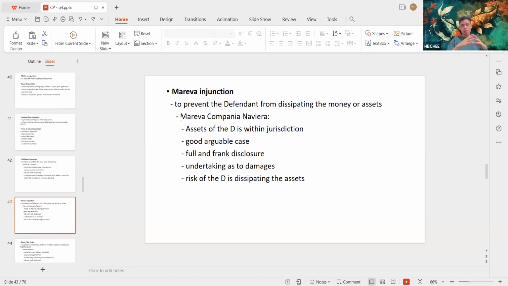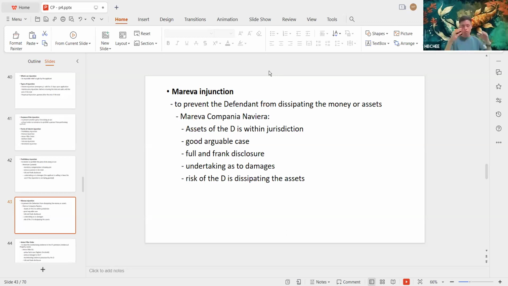Now, Mareva injunction actually is a second tier. Maybe my lecturer never told us in this way, but I believe it's the same thing. There are three tiers of injunction. The tiers mean the seriousness, because later on I will filter it out for you. So the second tier is Mareva injunction.